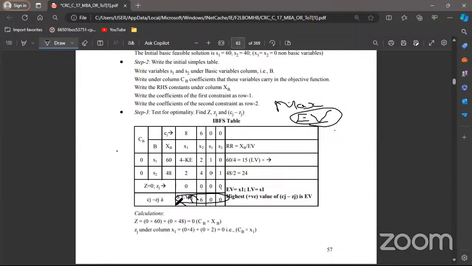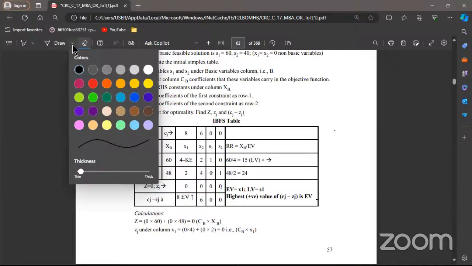Is that clear? See, here he has given the rule. Highest positive value of Cj minus Zj is the EV. Is it clear? Yes, madam. So, one variable will enter the table. For the next table, there will be one variable which will be entering the table and there will be one variable which will be leaving us. Okay. Are you getting the point?